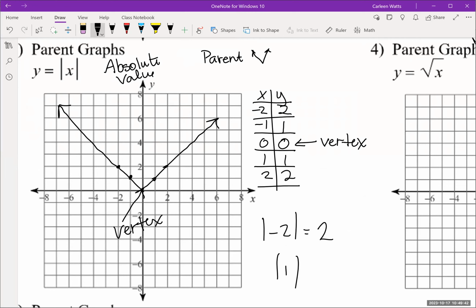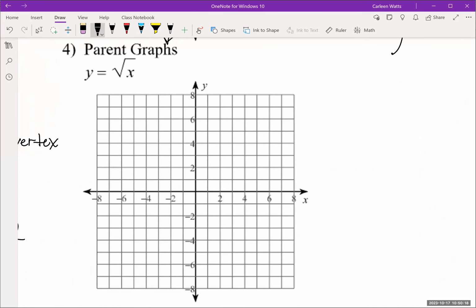Notice the vertex went in the middle of my table and I went 2 to the left, I went 2 above and 2 below. So the vertex is the middle of the table. If the vertex moves, those numbers will change. So I went 2 to the left and 2 to the right of the vertex. That's what went into my table, the numbers surrounding the vertex. But for these, we're all going to do -2, -1, 0, 1, and 2.